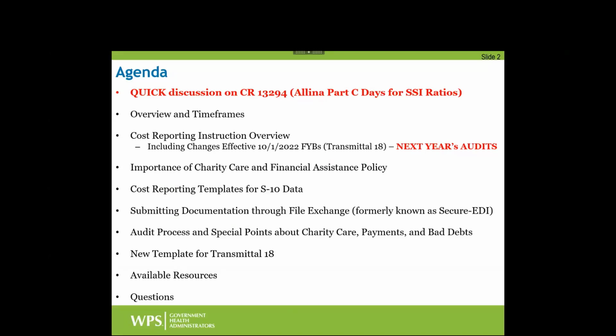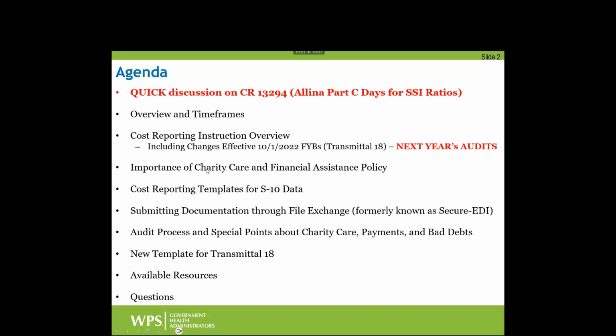mainly focus on the instructions that are applicable for this year under audit. However, the instructions changed for fiscal years beginning 10/1/22 and after. Now that's next year's audits, but since many of you are filing those cost reports now, we wanted to just go through the topics, go through the template, just so you know what to expect. But I want to mainly do that at the end just to avoid confusing the issue with what you need to know for this year's audits.